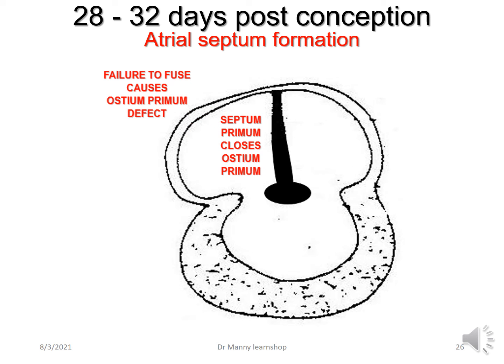Then the septum primum closes with the ostium primum. So it actually closes. So there's no communication between right and left. And failure to fuse causes an ostium primum defect, which is an ASD, an atrial septal defect, which we'll be discussing as we go through other courses that you may consider attending.